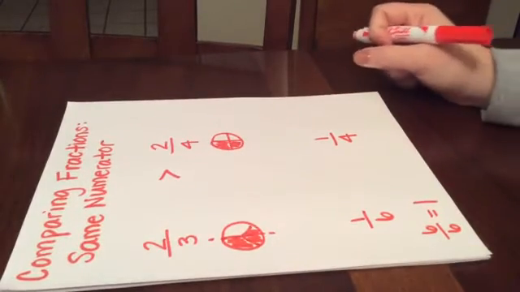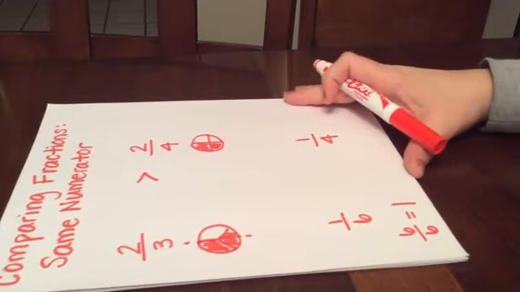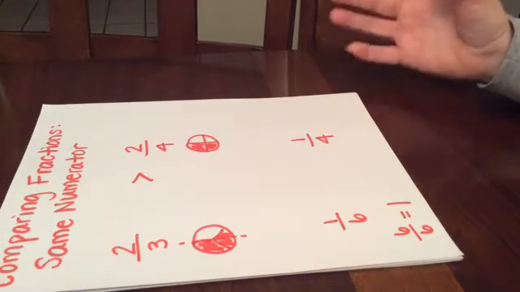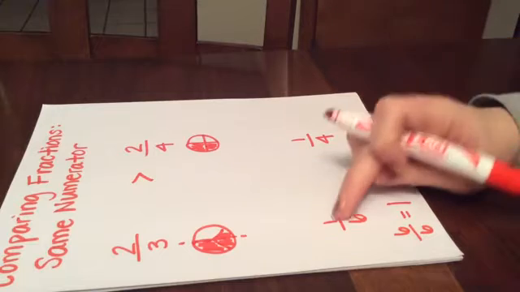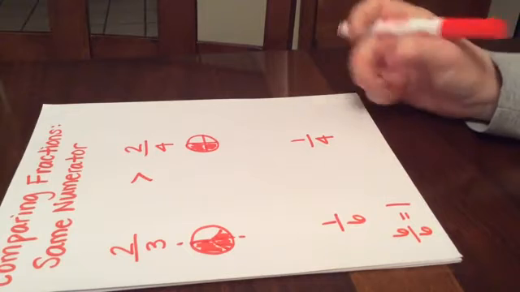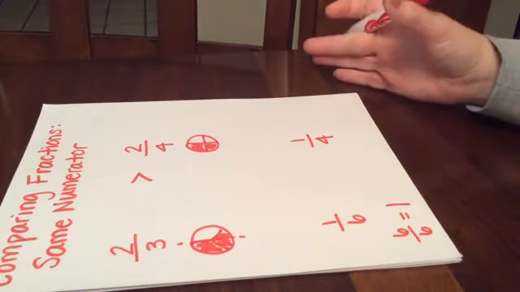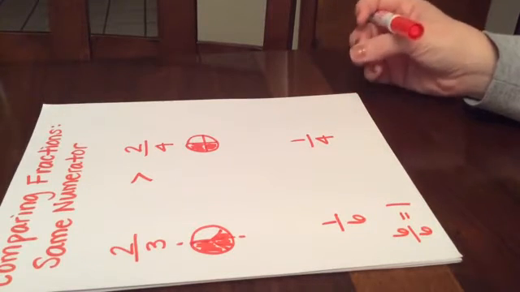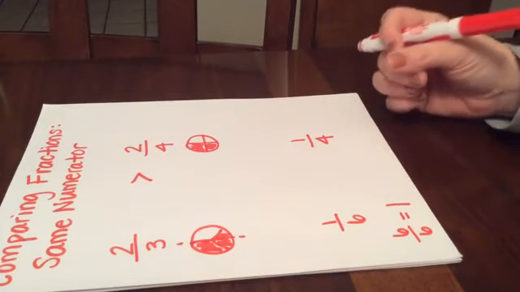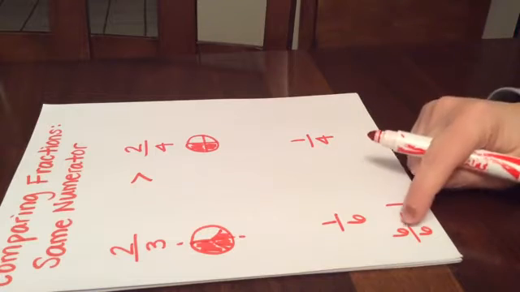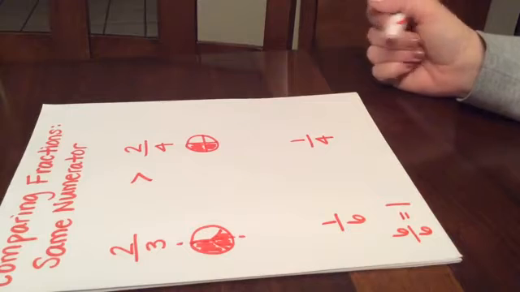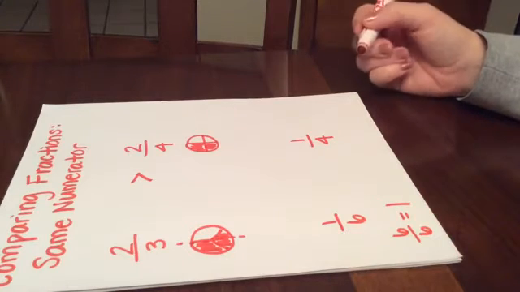When I come down to the bottom, perhaps I don't want to draw a picture, but I want to think about the size of the pieces and what represents 1/2. So I take a look here and I have 1/6. My denominator tells me that my shape is going to be divided into 6 pieces of equal size. So I want to think about what fraction would represent 1/2. Well, 6/6 equals 1. I'm going to come over here and do the same thing for 1/4.